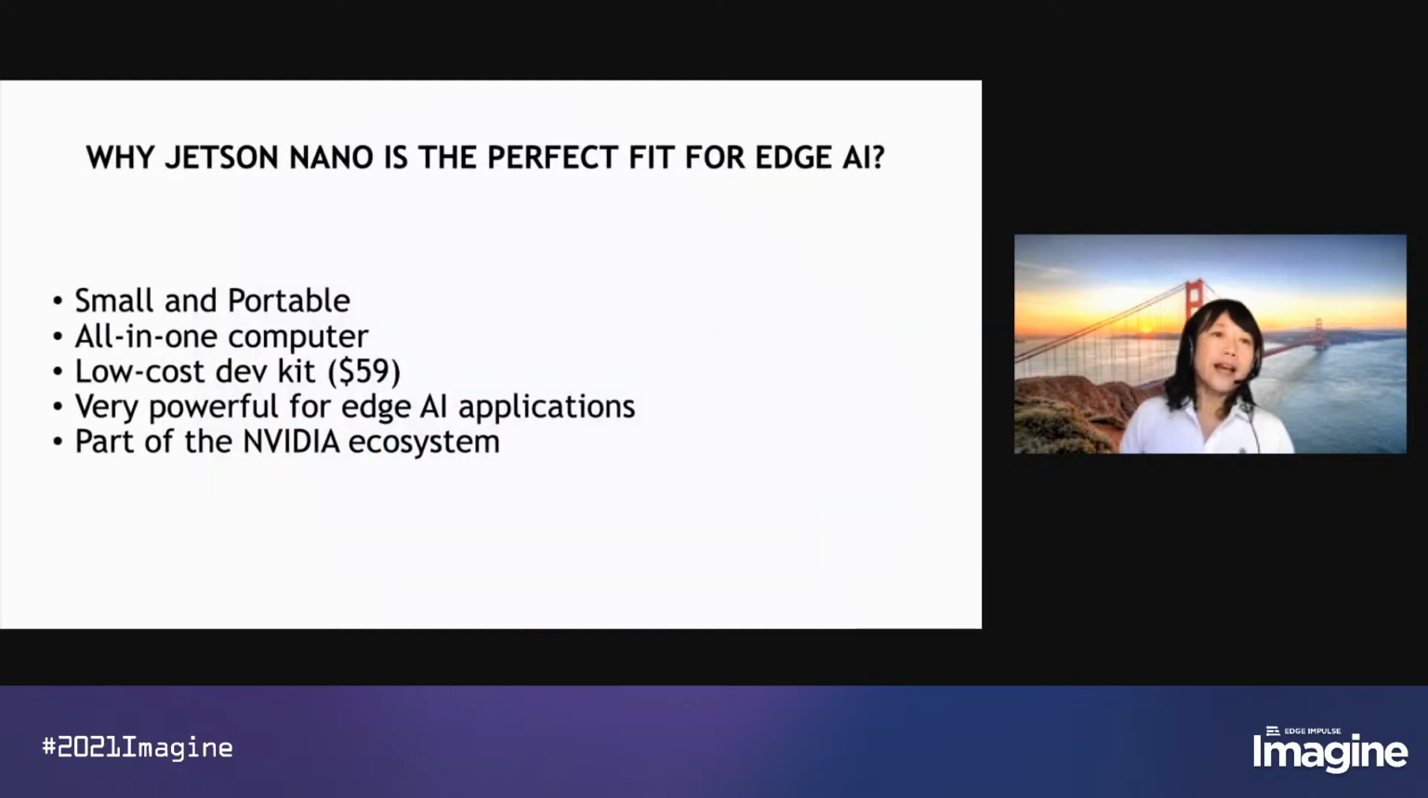So Jetson Nano is a very popular platform for edge AI. Why? It's small, it's portable. It's a small all-in-one computer that you can use to develop different edge AI applications. The hardware itself is low cost. The dev kit only costs $59. It's extremely powerful for edge AI applications. And also, because it's part of the NVIDIA ecosystem, you can leverage NVIDIA partners for a full end-to-end machine learning workflow story.